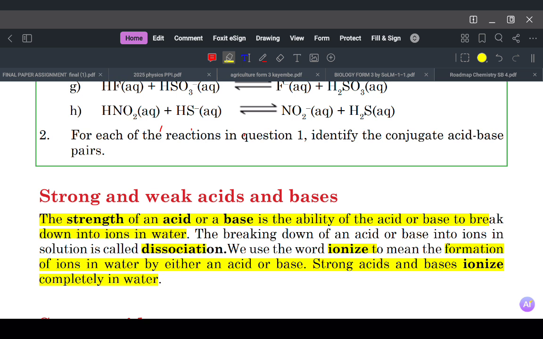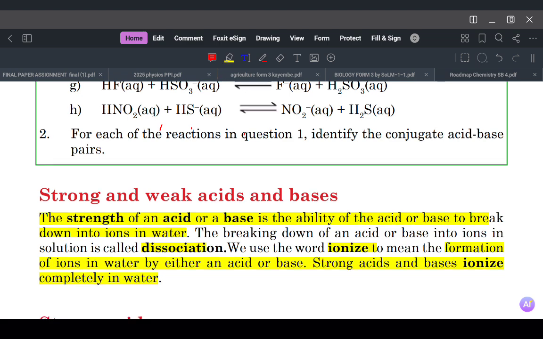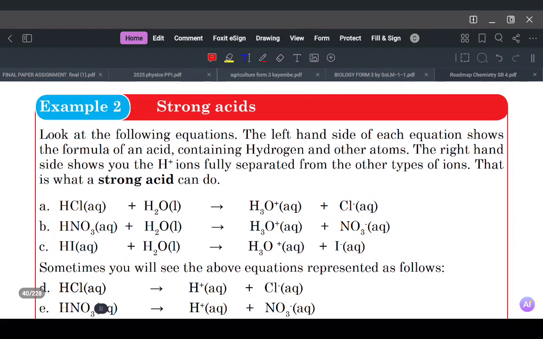So take note, we are saying the strength of an acid or a base is the ability of an acid or base to ionize in a solution. So strong acids and bases will ionize completely. On the other hand, weak acids and bases will ionize partially in water. All right, very important point to take note.